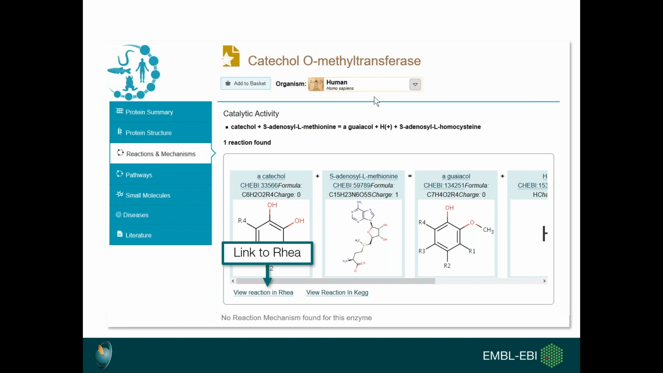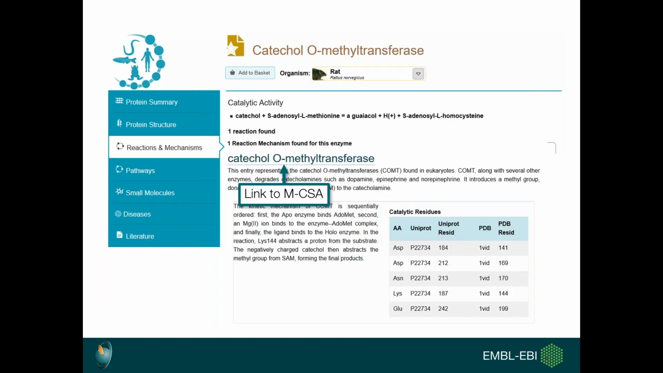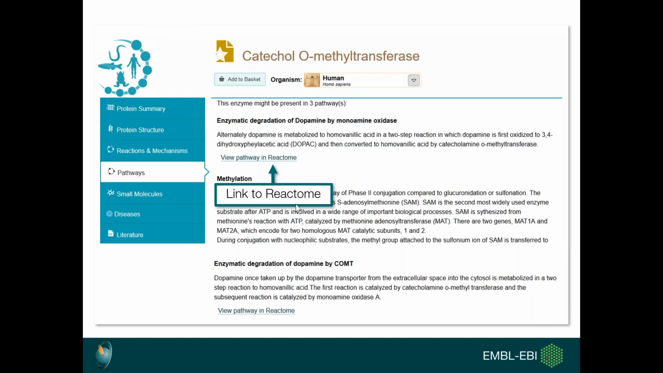But if you use the organism box that I mentioned earlier at the top, you can find out if the mechanism has been described for another species. And indeed, if you select the rat organism, a reaction mechanism is available with its link to M-CSA. The pathway section provides a list of the biochemical pathways which the protein is involved in. This information comes from Reactome, and a direct link is also provided to allow you to explore the pathway in the Reactome database.